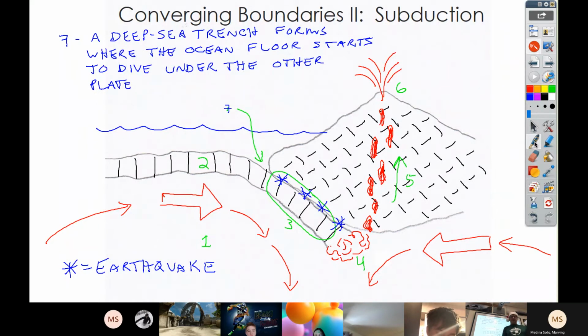So you can see that these plate boundaries explain a lot of Earth's surface as well as different geologic events like earthquakes and volcanoes.